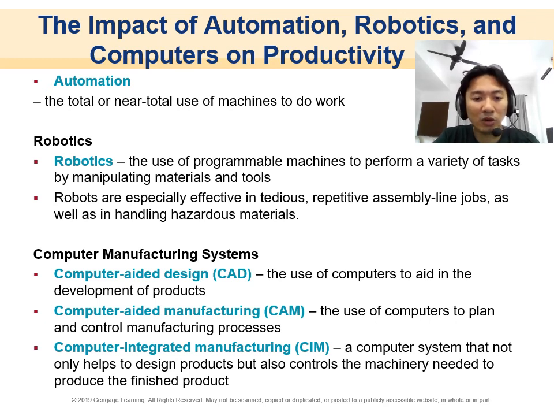And then we also look at computer manufacturing systems. We have CAD, CAM, CIM. CAD is computer aided design. We use a computer to aid in development of the product, to design the product. CAM, computer aided manufacturing, we use a computer to plan and control the manufacturing process. And then computer integrated manufacturing, CIM, which is the ultimate level, is when we use a computer to help design the product and control the machines until we produce all the products.